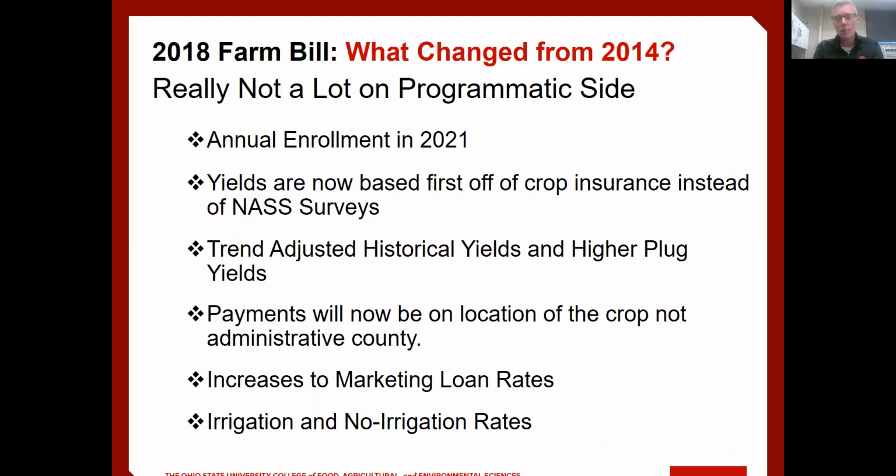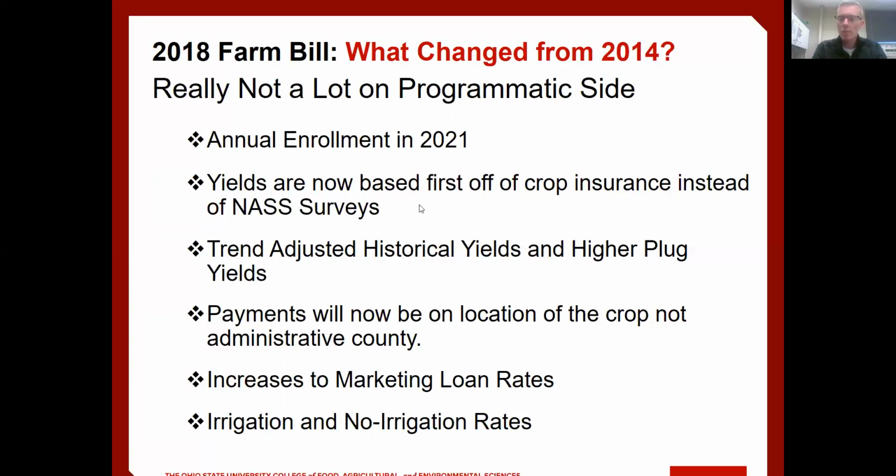So what changed from the 2014 Farm Bill? Really not a lot on the programmatic side. As I just mentioned, we have the same three program options available to us. One of the big changes I think producers are really going to like, and I've already mentioned, is that there's an annual enrollment that starts in 2021. So 2019 and 2020, again, are a decision made together. But then starting in 2021, an annual decision gets to be made every year.